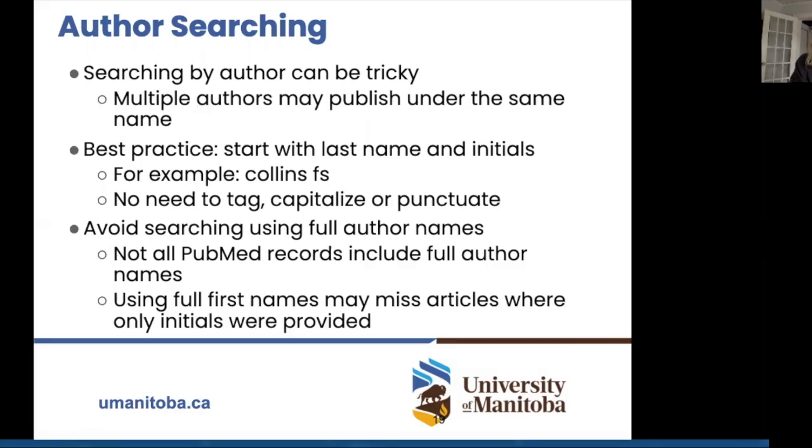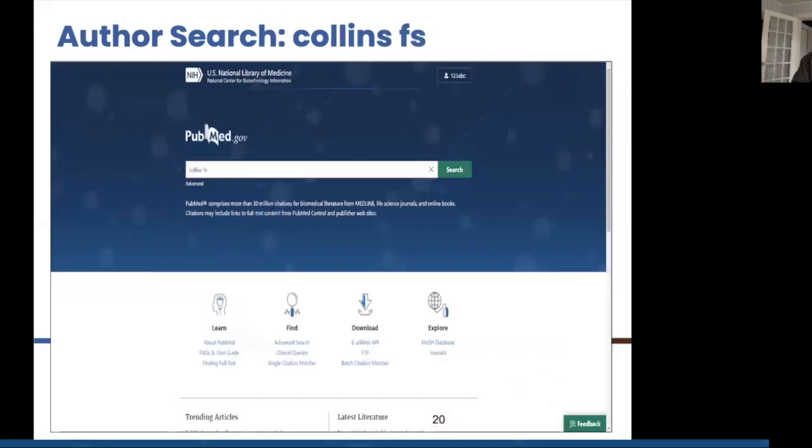doing it this way instead of searching for the author's last name and the full first name, because not all PubMed records include the full written out first names. So searching with just a last name and initials is more inclusive, and you'll find both sets of results. Okay, so here you can see we have typed in Collins FS just into the PubMed search box.